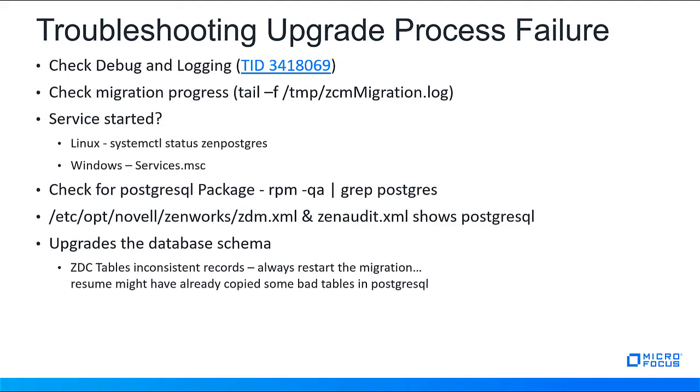You can check for the Postgres package with rpm -qa | grep postgres and see the package if it's installed. And again, this is if you have the internal Postgres database. The other thing you could look for is in the ZDM XML and the Zen Audit XML that it shows the proper database, whether it's Postgres or Oracle or MS SQL.